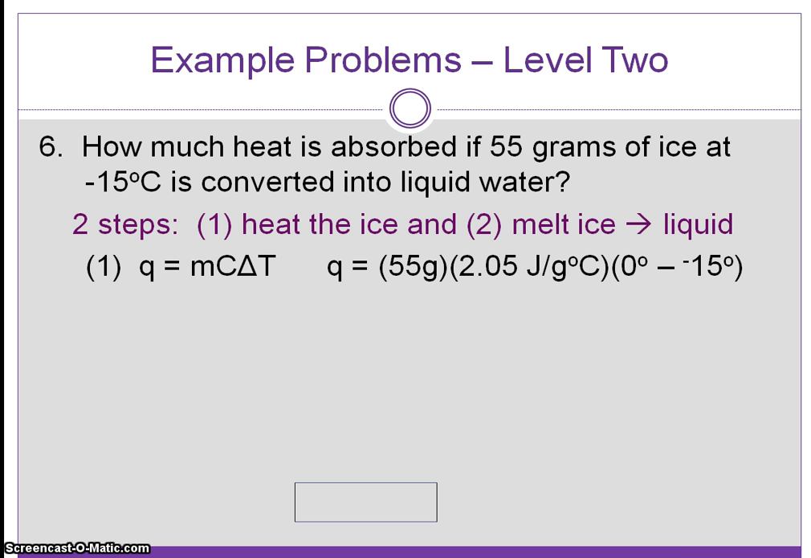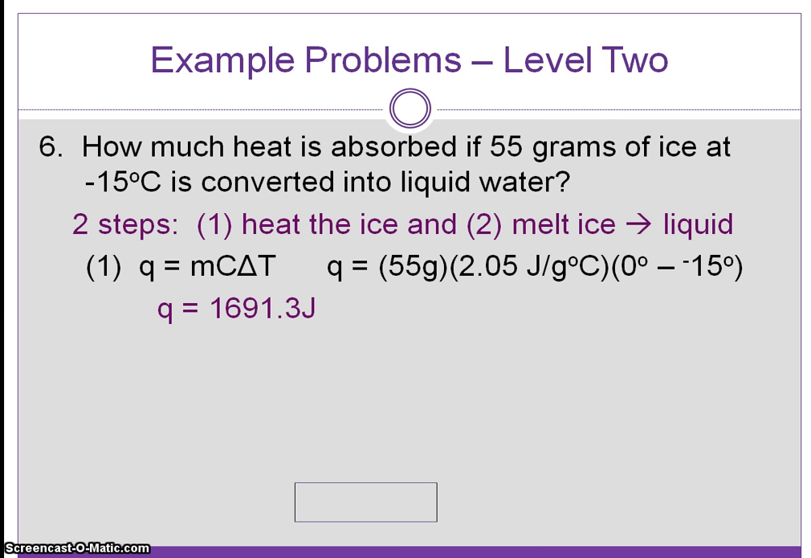So if you plug in your mass, it's 55 grams. Since it's below 0, I know that it's solid ice, so 2.05 is the specific heat of ice. And then for your temperature change, don't forget to do final minus initial. So for this one segment, we're going to end at 0 degrees. We're starting at negative 15. So you should do 0 minus negative 15. And that should give you a positive value for your final answer, which makes sense because heat is being absorbed. This is just the amount of energy that it takes to get the ice to go from negative 15 degrees Celsius up to 0.